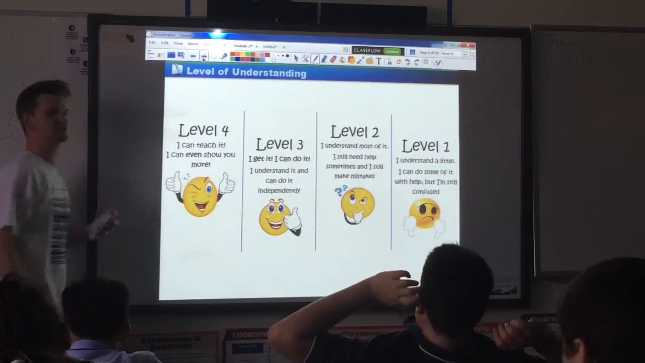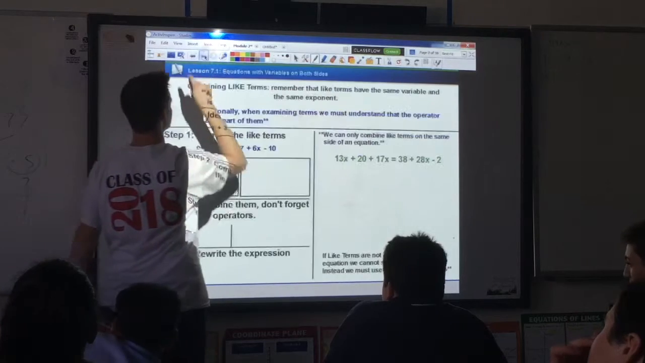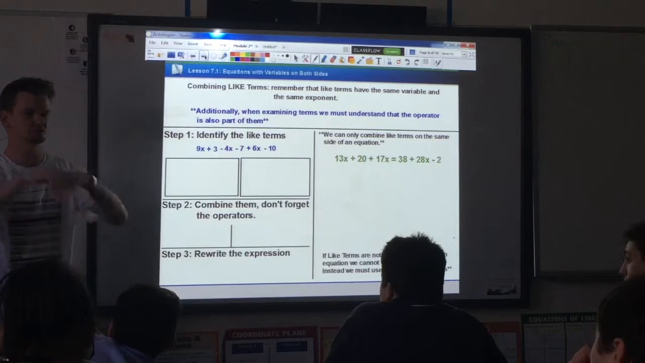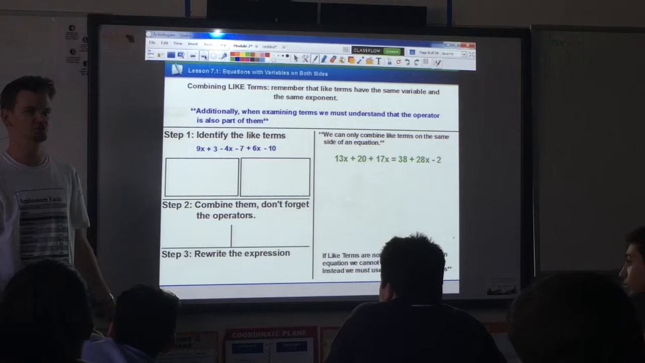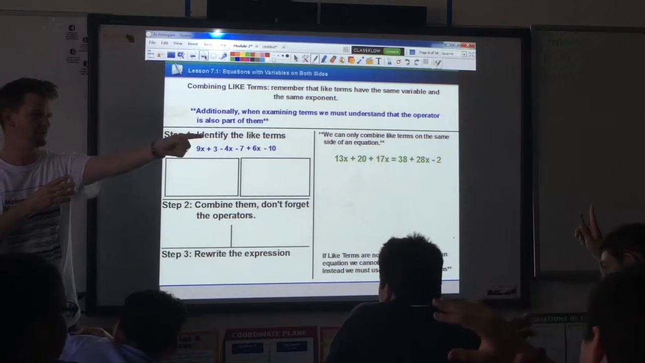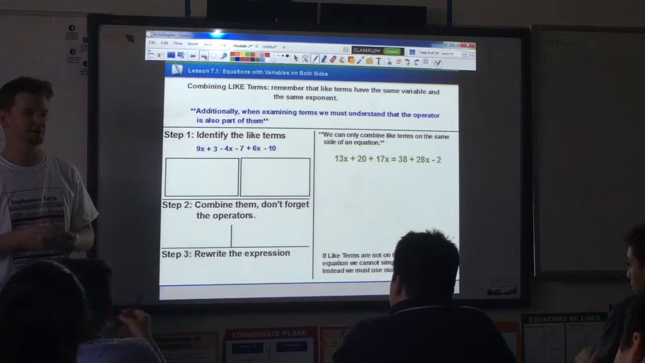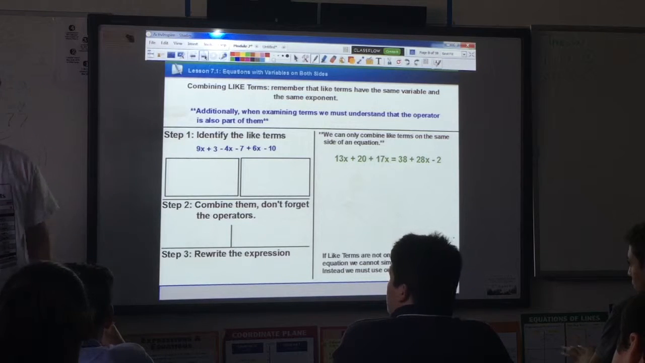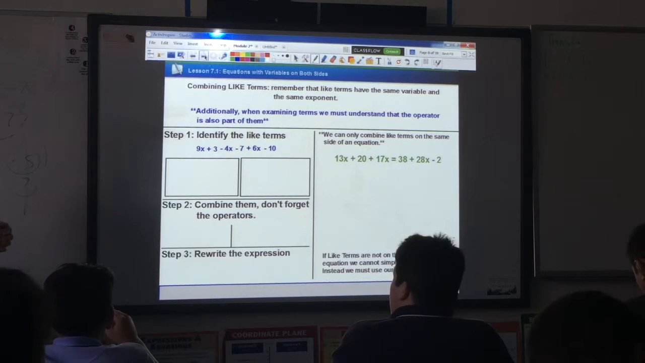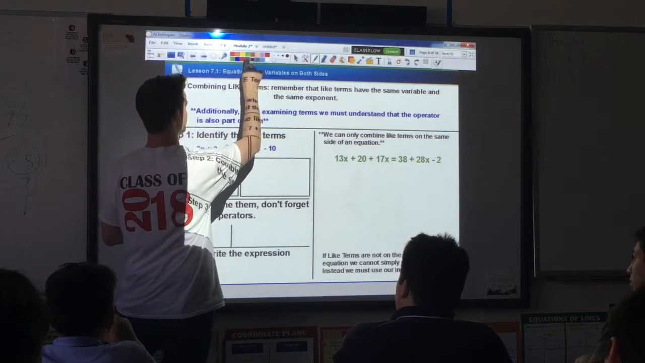Go. 4, 3, 2, 1, por favor. How many of you are able to do simple addition, simple subtraction of 1 or 2 digit numbers? For the most part, right? All of you? Yes? Then combining like terms should be very easy for you. All you need to remember is what like terms are and what unlike terms are. You also must keep in mind that the operator is part of the term.